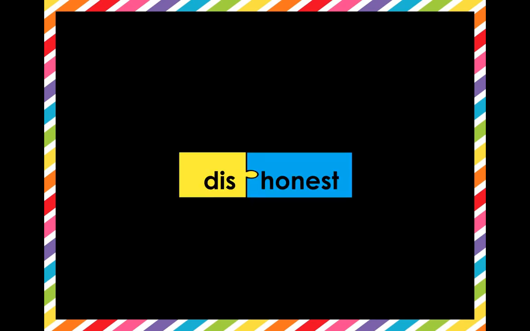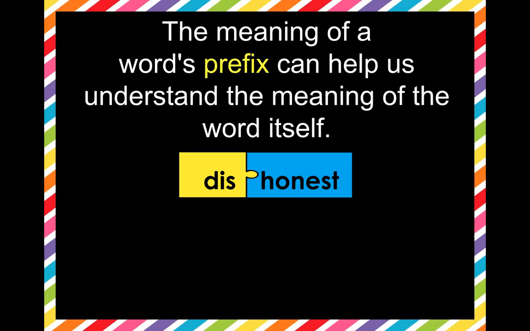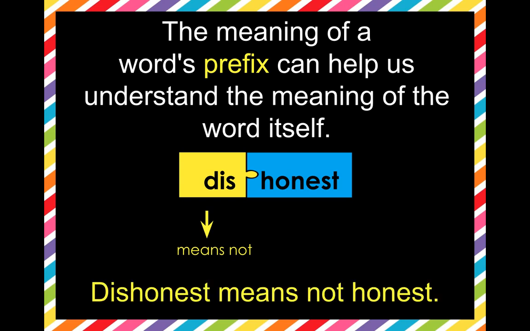What about this word? The meaning of a word's prefix can help us understand the meaning of the word itself. So this word is dishonest. What do you think that means? The prefix dis means not. So if dis means not and honest means to be truthful, then dishonest means not honest at all. So it's the complete opposite.